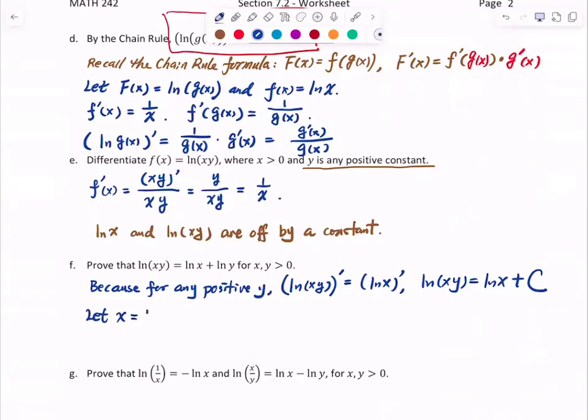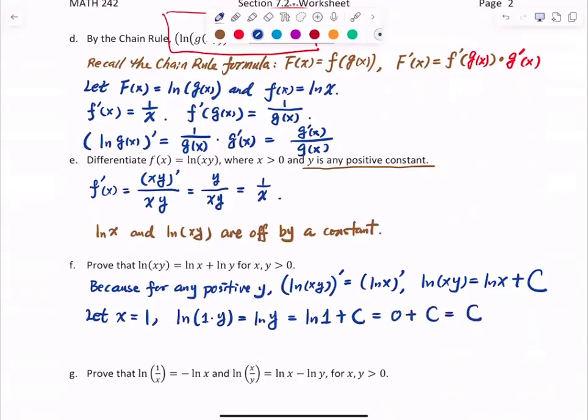Let x be equal to 1. So on the left hand side we have ln of 1 times y, which is ln of y. It has to be equal to the right hand side, ln of 1 plus c. And what's ln of 1? 0. So c is what? ln of y.